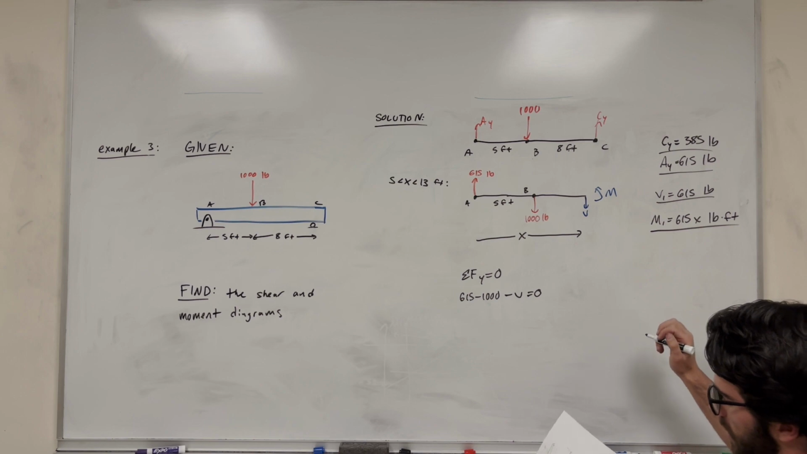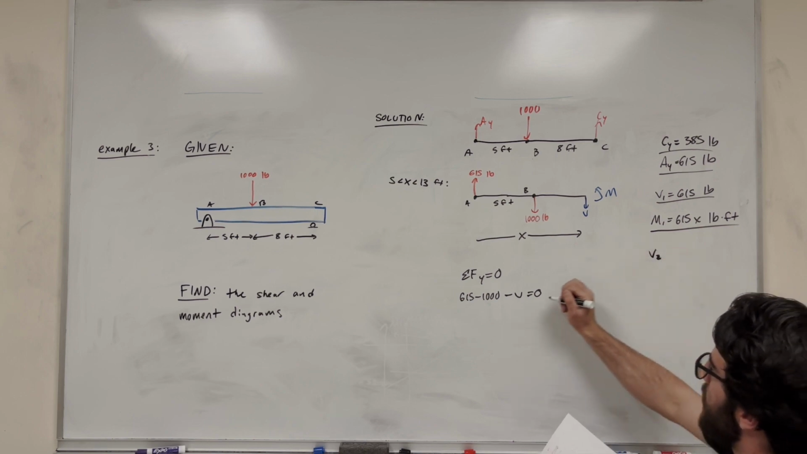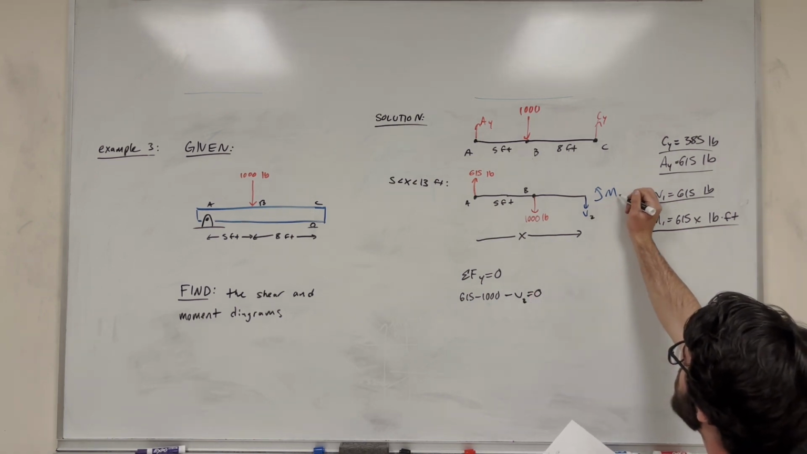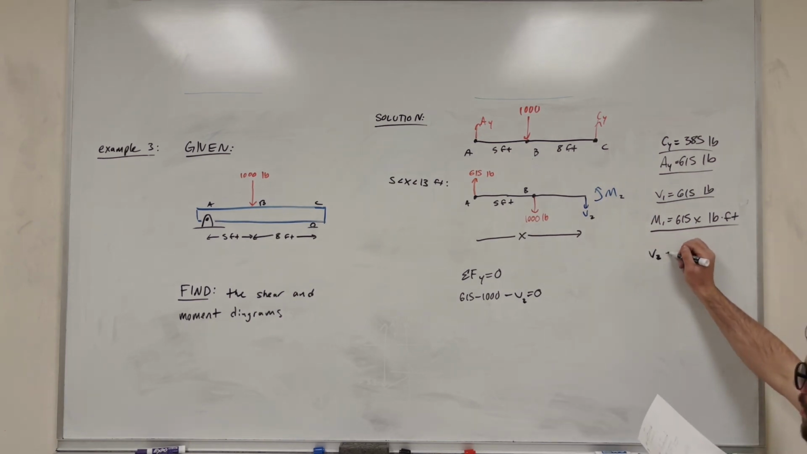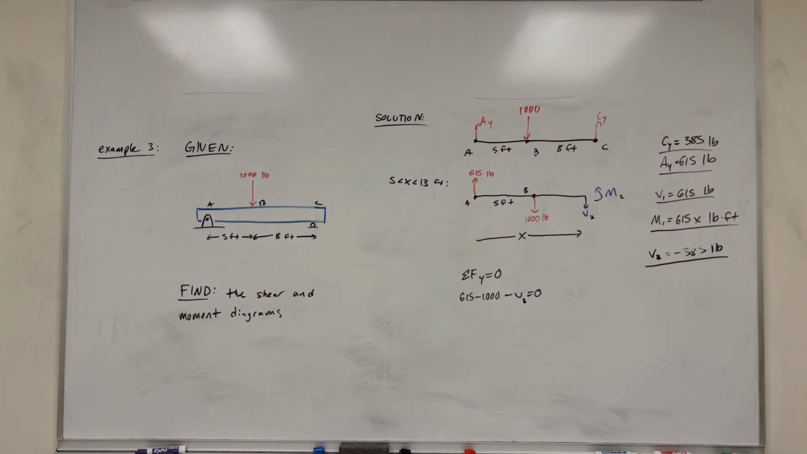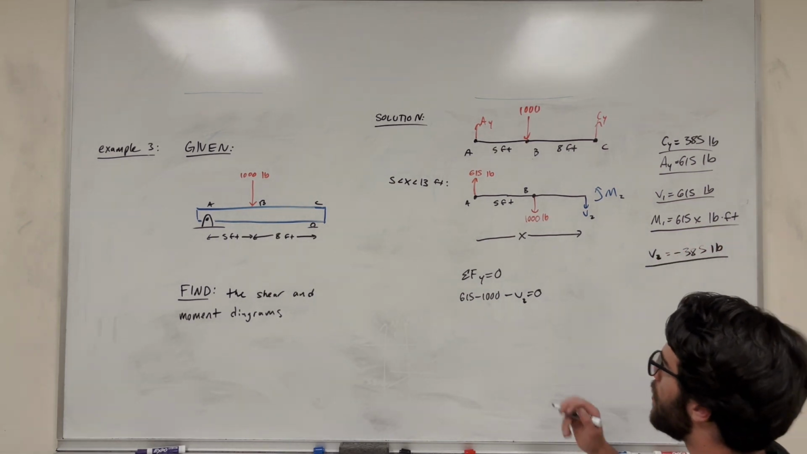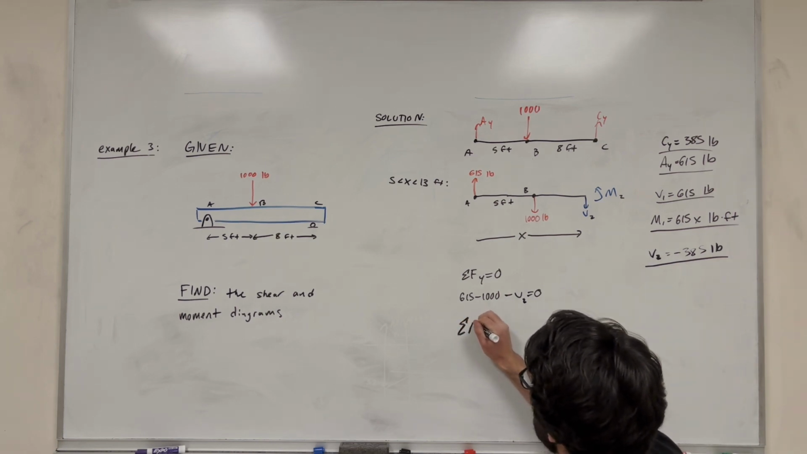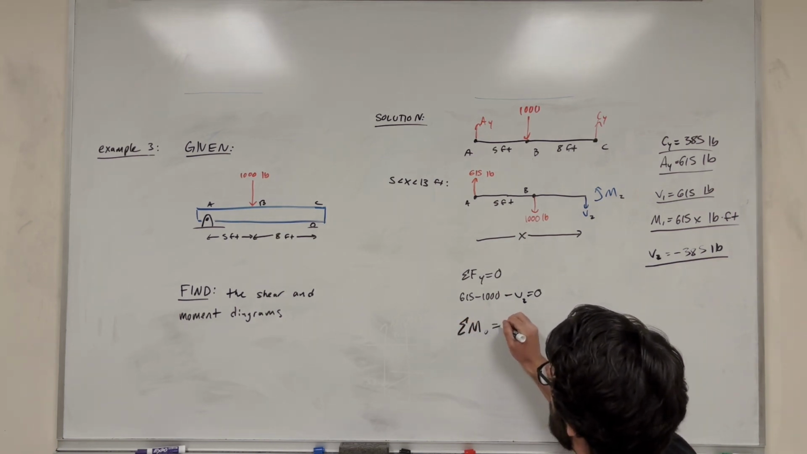Solve for this, and you get V2, right, this is V2, and this is moment 2. We're going to find that V2 is equal to negative 385 pounds. And then let's take the moment. So the sum of the moments around that point is equal to 0.